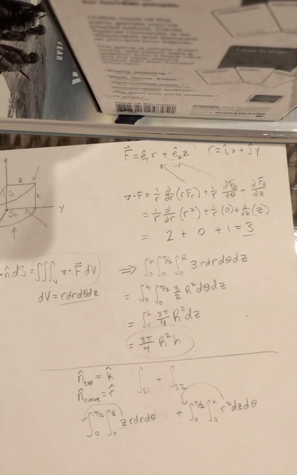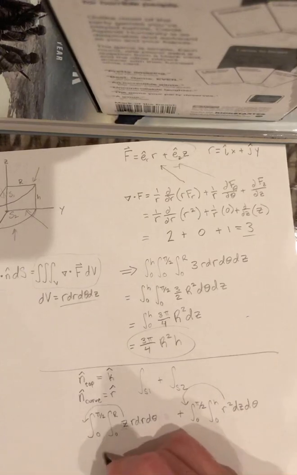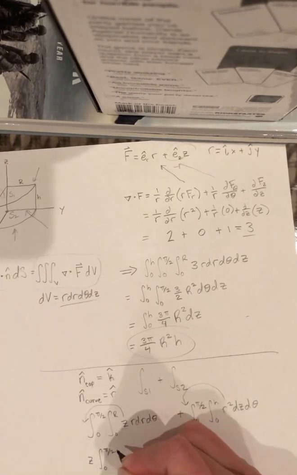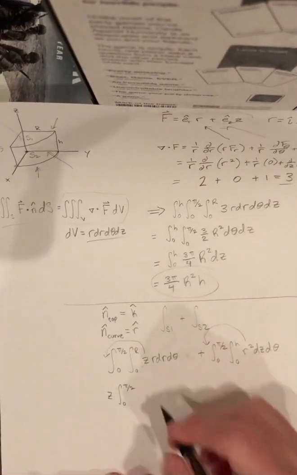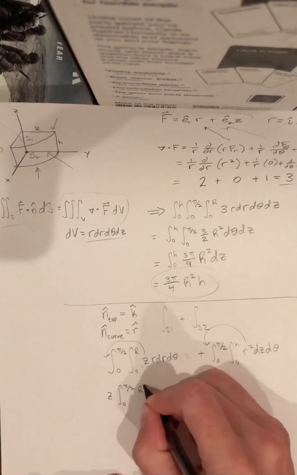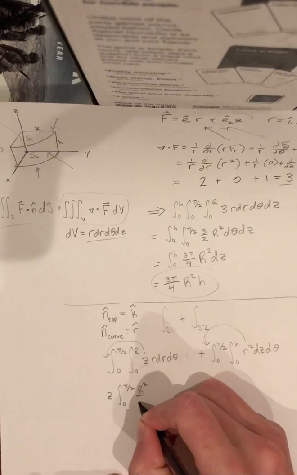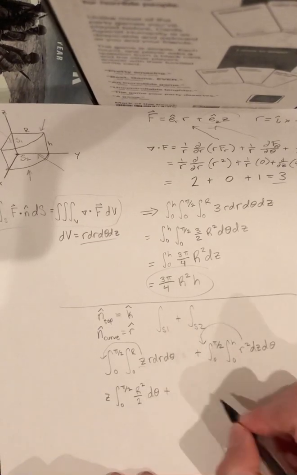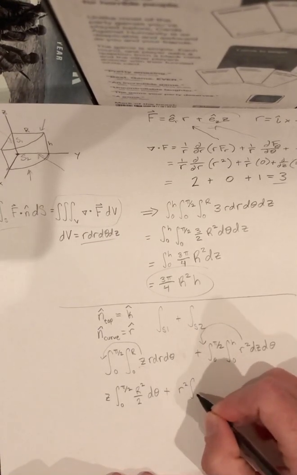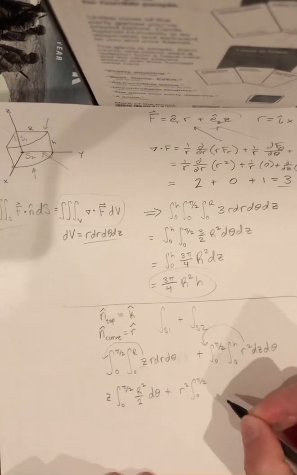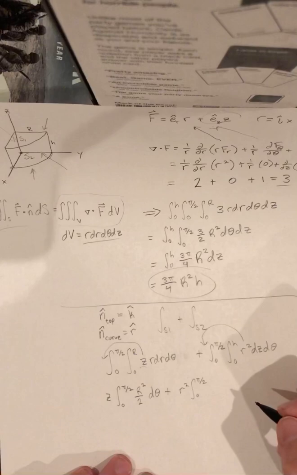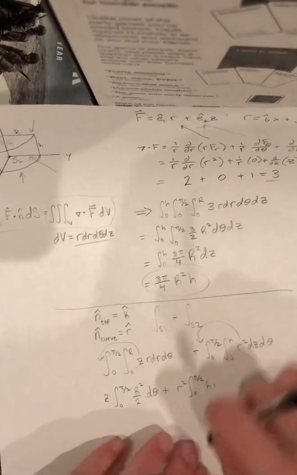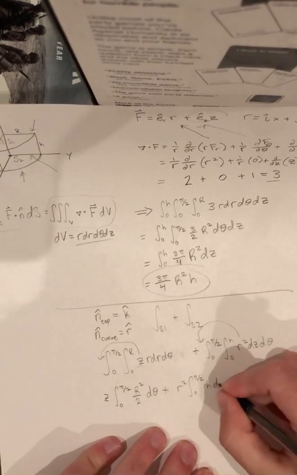So simplified, that's going to be integral z, 0 to pi over 2, of r squared over 2 d theta, plus r squared integral 0 to pi over 2 of h d theta.